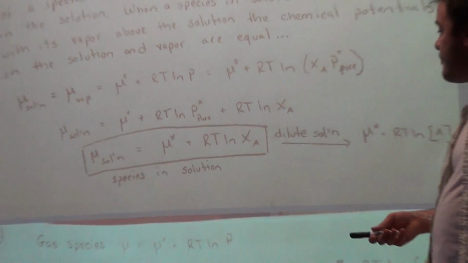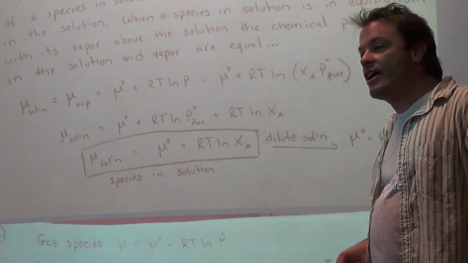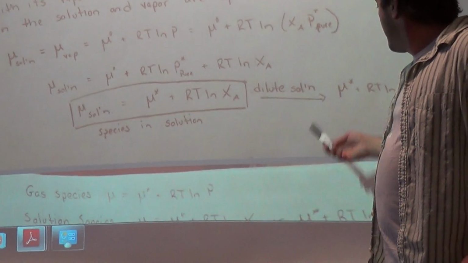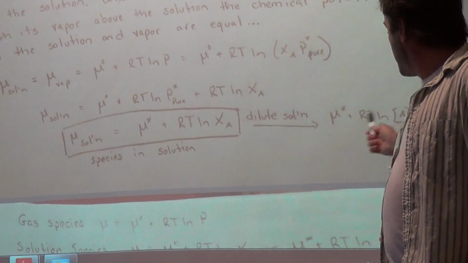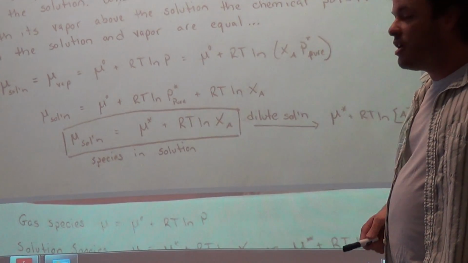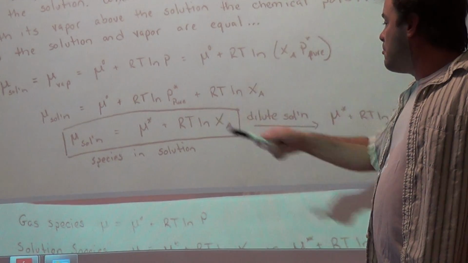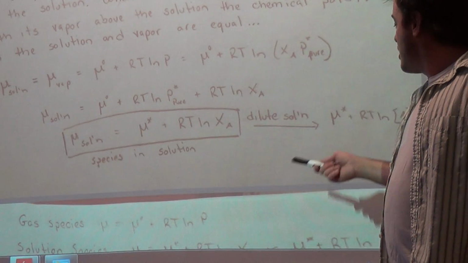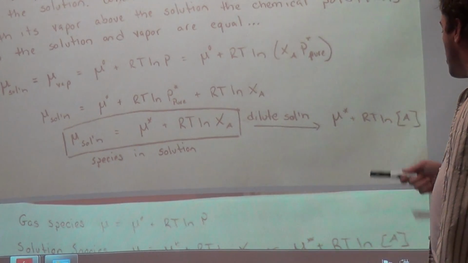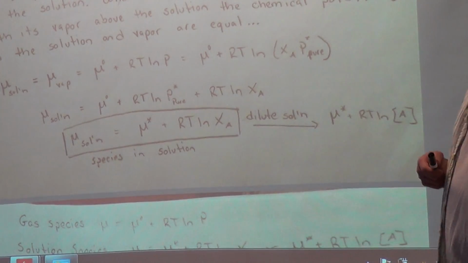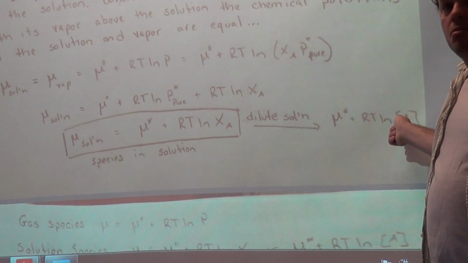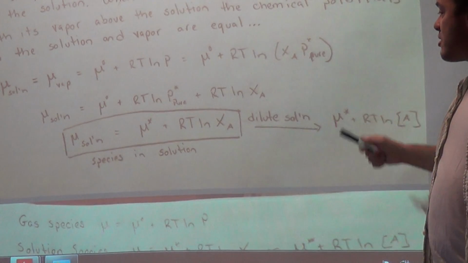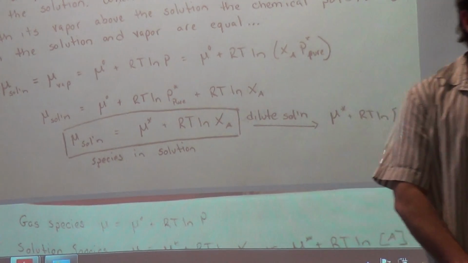Right? And it's proportional to the mole fraction. It turns out that the mole fraction for a dilute solution is proportional to the concentration. And so we can also write that mu of a species in solution is equal to mu star plus RT times the natural log of its molar concentration. We'll end up seeing delta G's or mu's based on concentration as we move on.